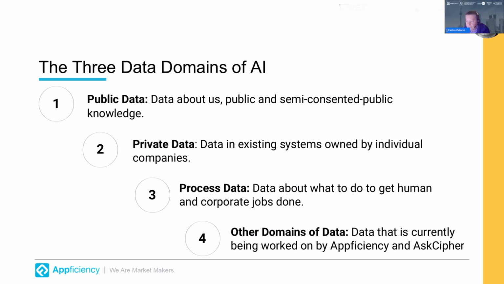Now, there is a fourth one that we are actively working on at Cipher and with Appficiency, and we will probably have a separate webinar about it. It is how the AI must integrate all these three domains, and it is generating a new data domain as well.